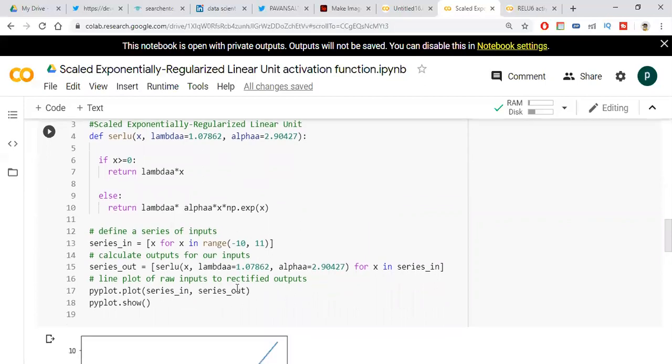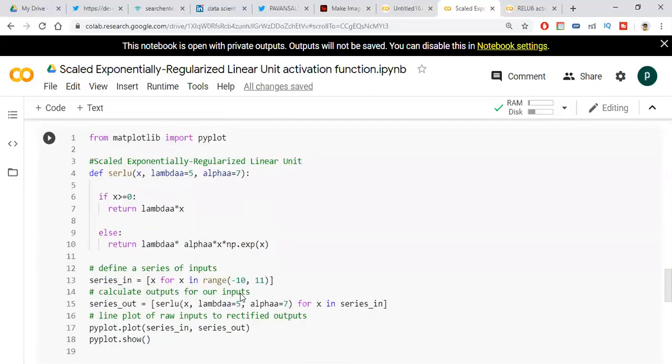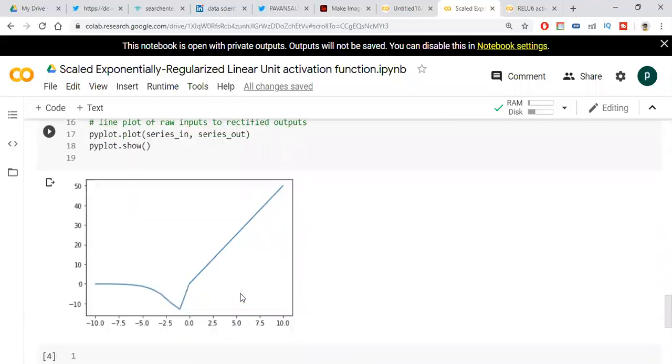I am visualizing, see, this is the bump. And I change the value for alpha. See, the bump's range is increased. So this is all about the SELU function, friends.